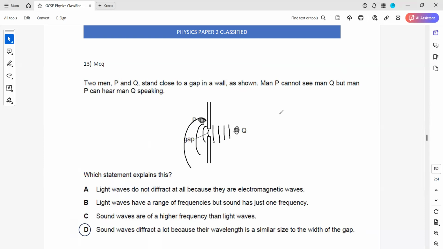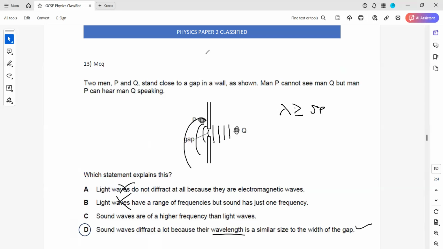And for diffraction, the wavelength should be either equal to or greater than the gap to have maximum diffraction. First, because this is about sound, we don't use light. So sound waves diffract a lot because the wavelength is similar to the gap size. Because when the wavelength is similar or equal, then it will diffract maximum.